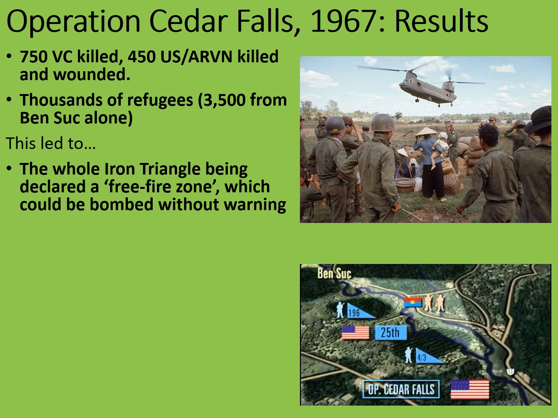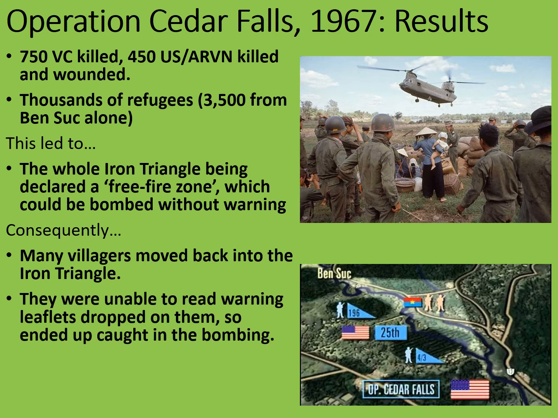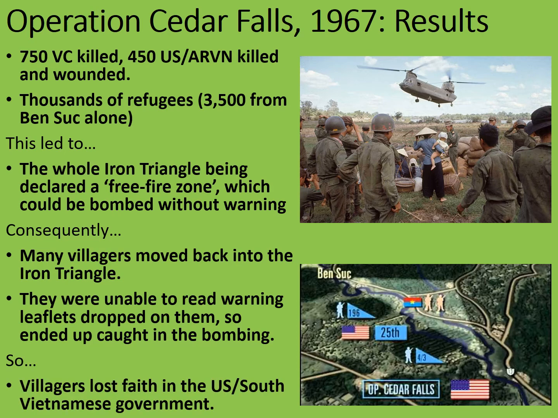This meant that any villagers who moved back, especially if they moved back early, might well be caught up in American and ARVN bombing raids. Consequently, many villagers moved back into the Iron Triangle. They were unable to read the warning leaflets dropped on them, and so they ended up being caught in the bombing. So, the villagers lost faith in the US and South Vietnamese governments.